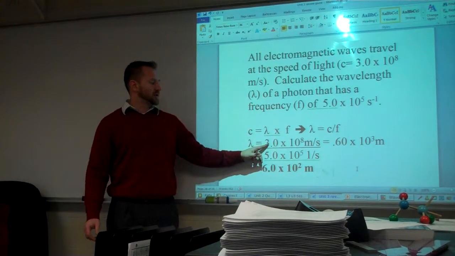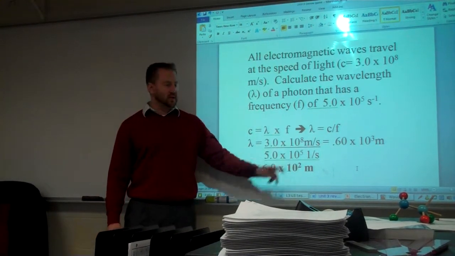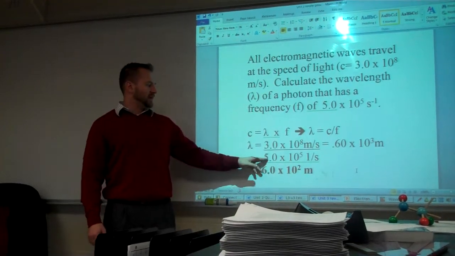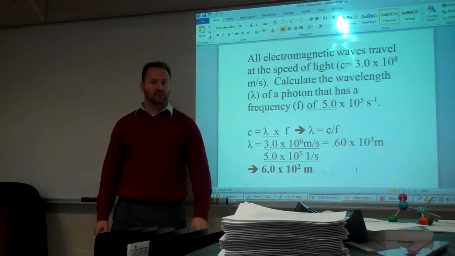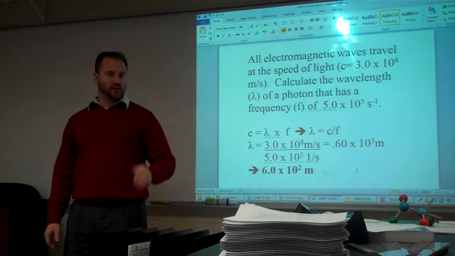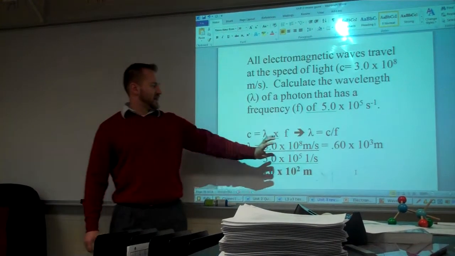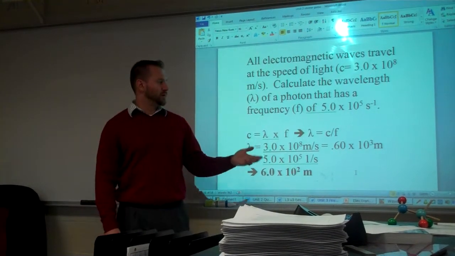The speed of light doesn't change, it's a constant, 3.0 times 10 to the 8th meters per second. And you would divide that by the frequency, which is 5.0 times 10 to the 5th, 1 over seconds. What will happen is the seconds will cancel out and your units will be meters.